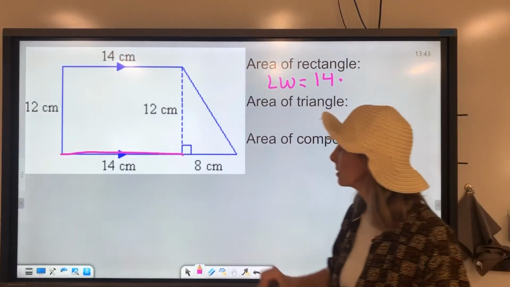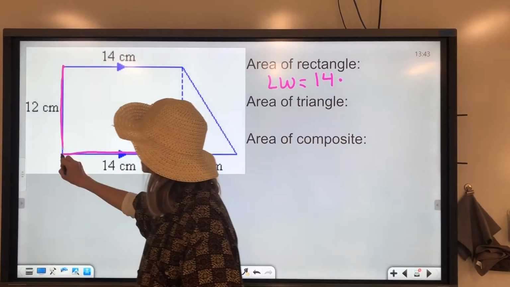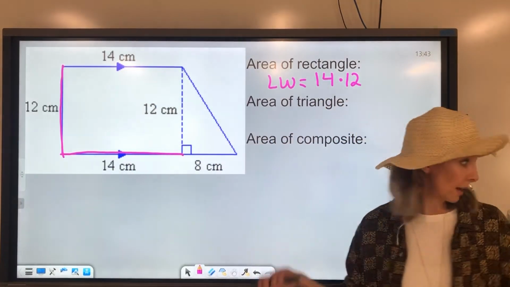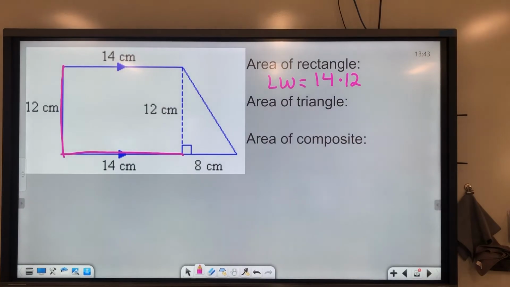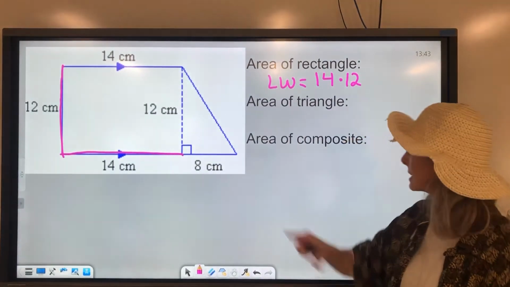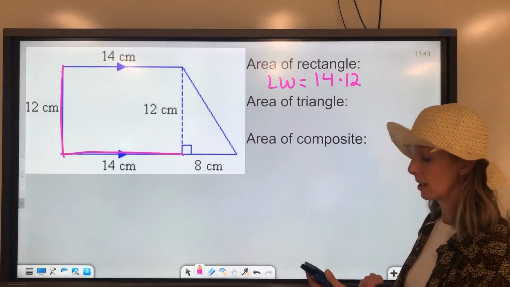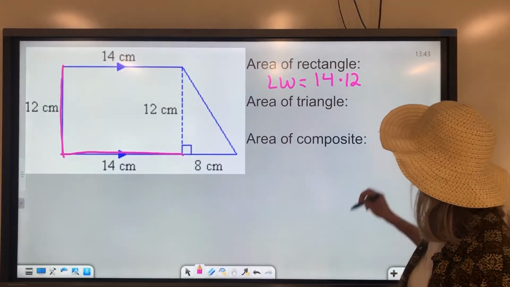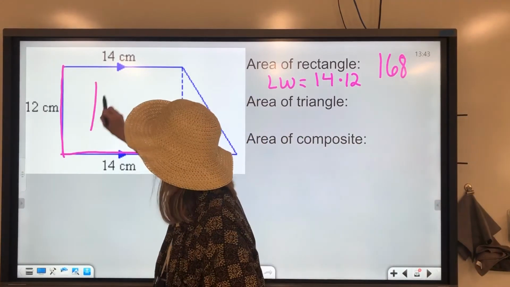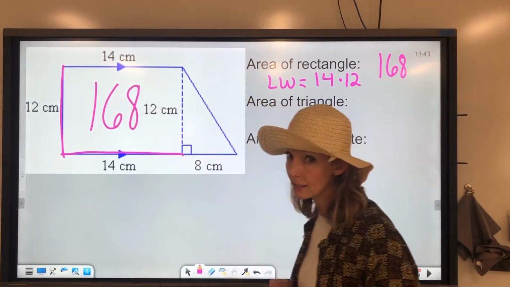My width is 12. So I have 14 times 12. I'm going to grab a calculator. Remember, you can use a calculator on this unit. That's just fine. So we've got 14 times 12, and I get 168. I'm also going to write that in my figure, nice and large.